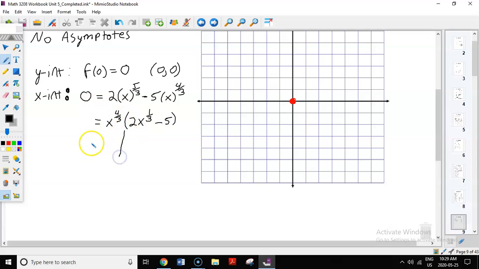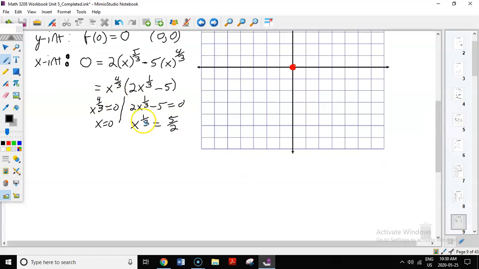The fact that these are rational exponents doesn't change the rules. This is still just x^(4/3) equals 0, which means x equals 0. So that's the point I already got. It's an x-intercept and a y-intercept. This one here, 2x^(1/3) minus 5 equals 0. Take over your 5, divide by 2. x^(1/3) equals 5 over 2. So the opposite of the 1/3 power would be the power of 3. So we want to do the reciprocal power rule.